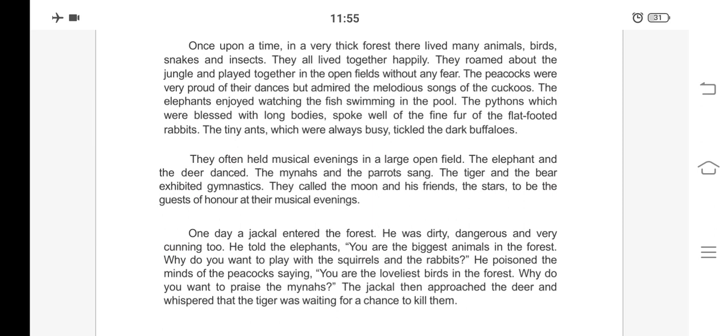Who used to perform gymnastics? Tiger and bear. They called the moon and his friends, the stars. Moon and his friends means moon's friends. Who are they? Stars. They used to call the moon and the stars as the guests of honor at their musical evenings. Normally, for example, if we conduct annual day in our school, we invite guests of honor. In the same way, they invited the moon and his friends, the stars, as guests of honor to their musical evenings.